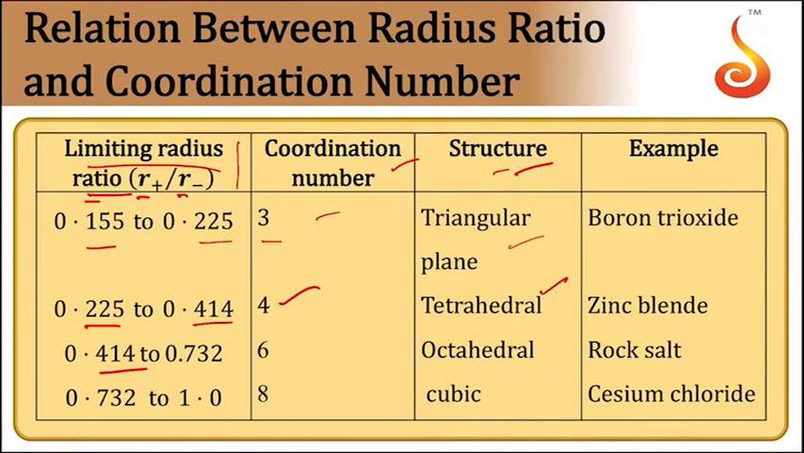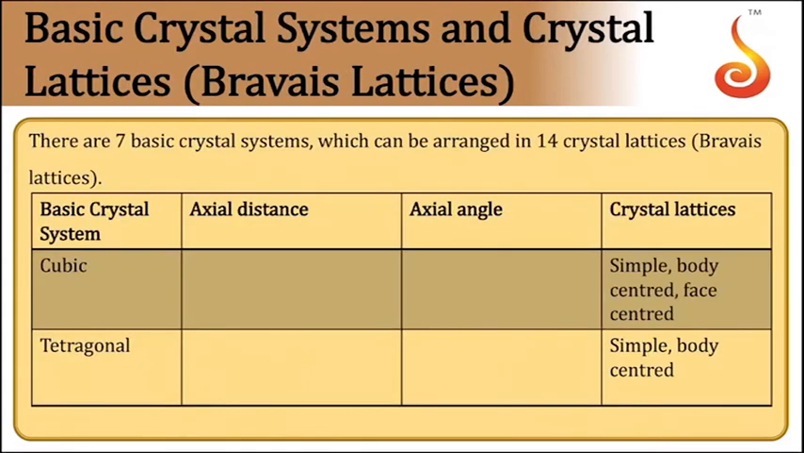If it is between 0.414 to 0.732, coordination number is 6, comes out to octahedral structure. And if it is 0.732 to 1, coordination number is 8, comes out to be cubic structure. So we need to remember the ratios, coordination numbers followed by the respective structures we have. Then comes one more table to remember, that is to say Bravais lattice structures now.